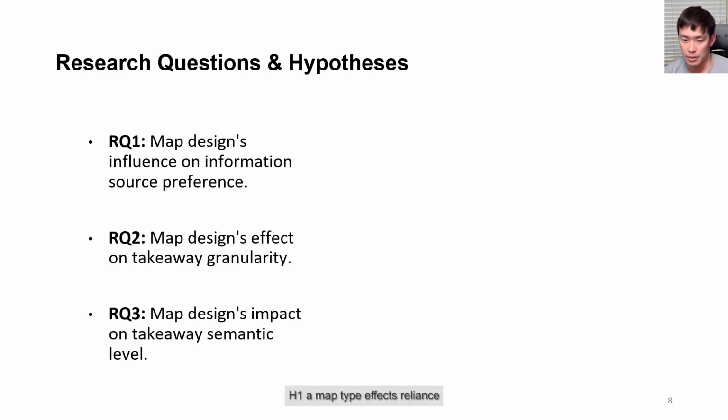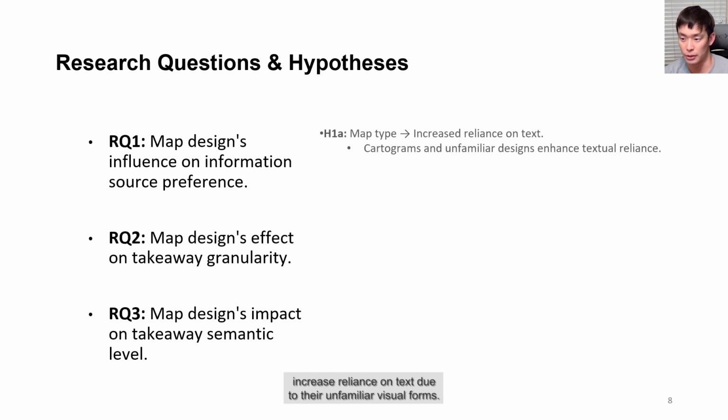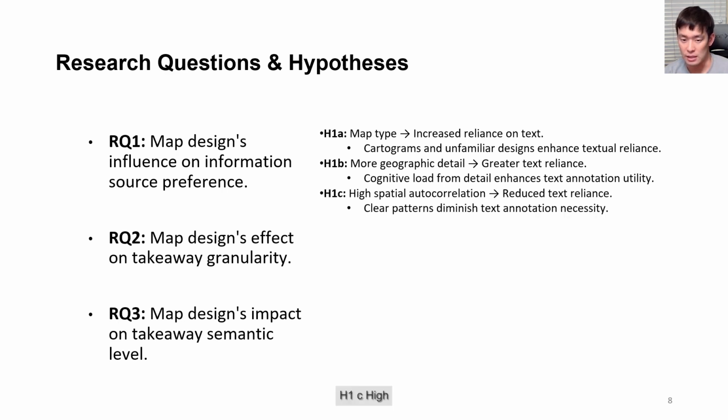H1A, map type affects reliance on text annotations because cartograms and similar distorted maps increase reliance on text due to their unfamiliar visual forms. H1B, enhanced geographical detail on maps leads to a greater dependence on text annotations as finer details raise cognitive load, necessitating clear, high-level semantic guidance. H1C, high spatial autocorrelation may lessen the necessity for text annotations because maps with such features exhibit more apparent patterns, although this could vary with map type.